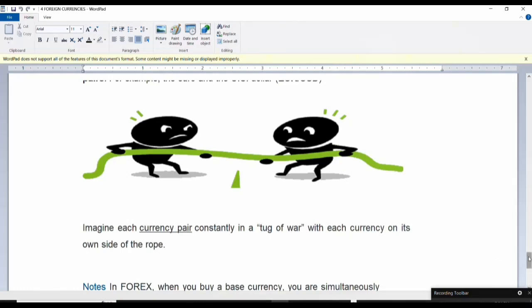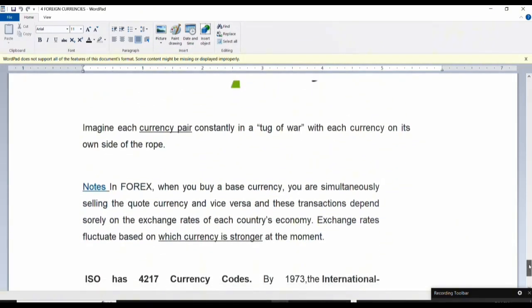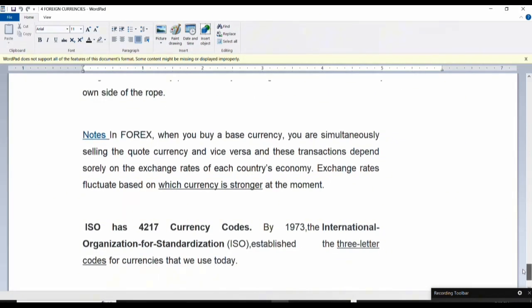It is also important to note that when you buy a currency pair, you are simultaneously selling the other. For example, if you have a currency pair like Euro USD, when you are buying the euro, you are simultaneously selling the dollar. When you are selling the euro, you are simultaneously buying the dollar. We are going to learn more about that in our subsequent lessons. Do not worry.